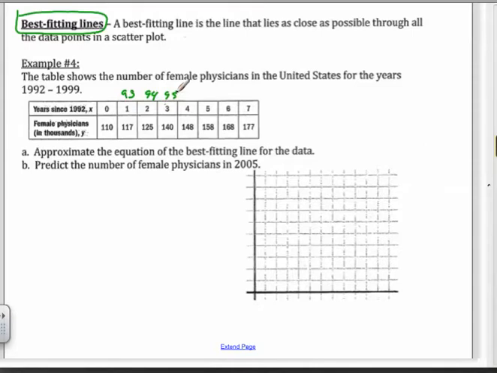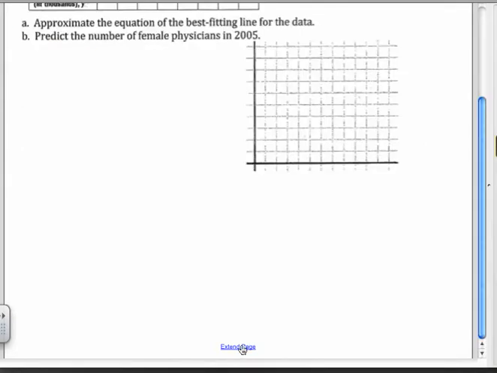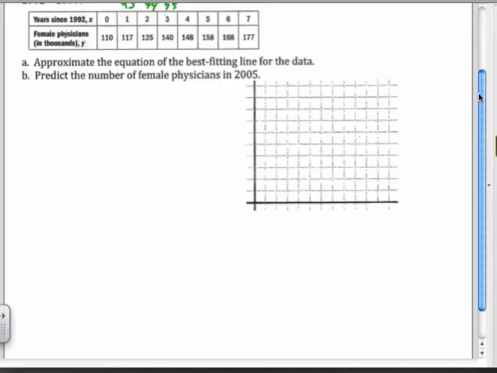Now A says approximate the equation of the best fitting line for the data. Well, let's look at this. If I take the data and plot it, in this first year it was 110. Can I do a line break like that? Are you guys all right with that? Because I don't need to start at 0, do I? It goes from 110 to 177. Do I need to know where 40 is?